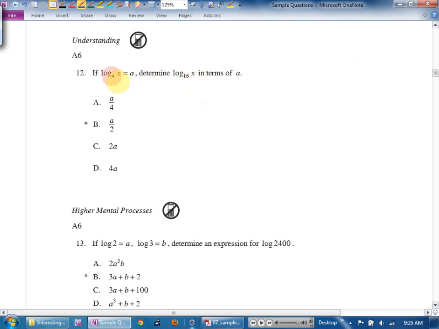I'm going to rewrite this as base 4. What's my base change law? Log base 4 of x over log base 4 of 16. Why does that help? I don't know yet, but, Sally, what is the log base 4 of 16? 2. And you know what the log base 4 of x apparently is? A over 2. There's your if-then question.